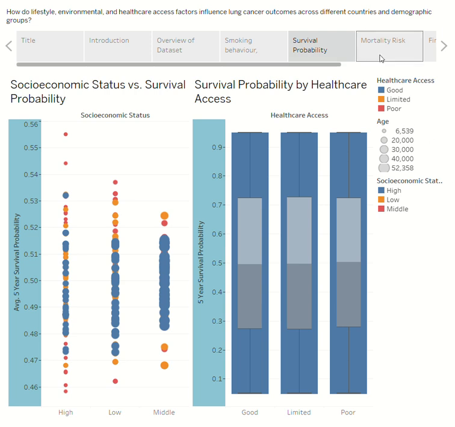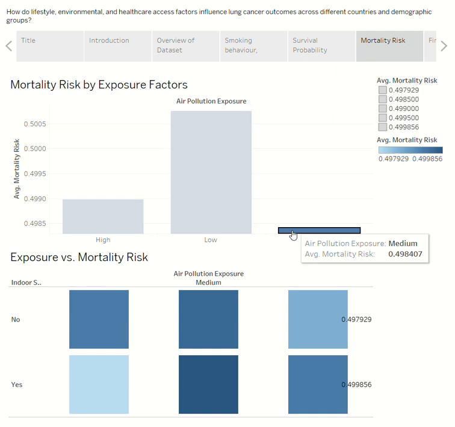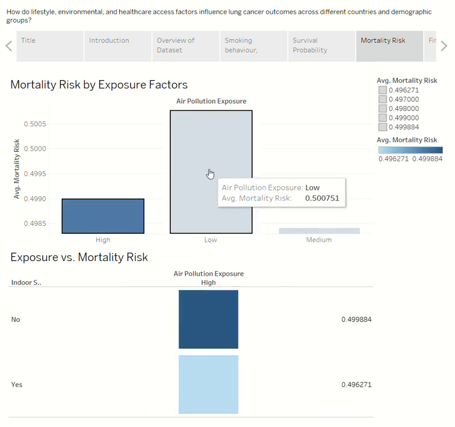And let's talk about the mortality risk. Surprisingly, low air pollution exposure has the highest average mortality risk. Similarly, the group who have low air pollution exposure with indoor smoke exposure have the highest average mortality risk. You can see the interactivity like this.